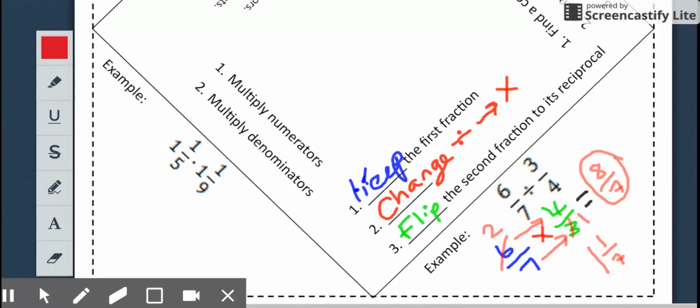At this point, you should have your fractions foldable completed. If you missed any of the videos, you can go back and watch them now. Feel free to decorate it.